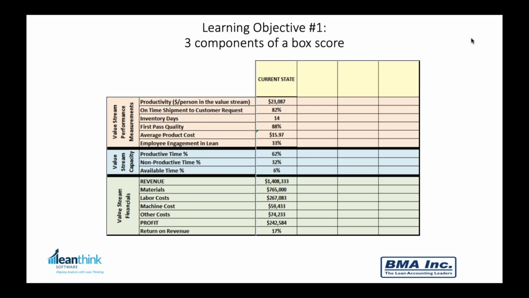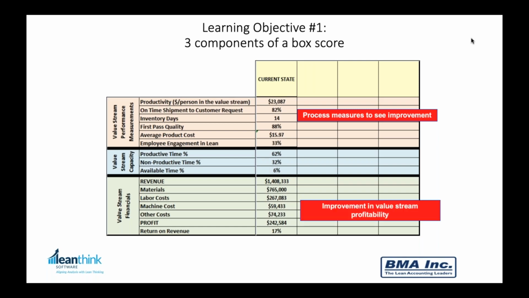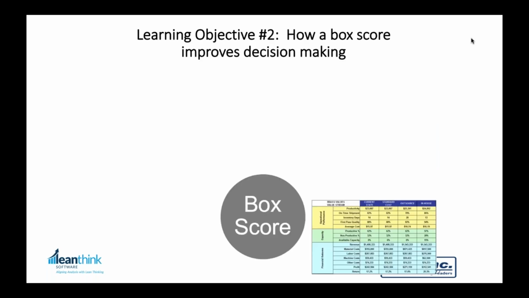Our first learning objective: what are the components of the box score? There are 3 components to the box score. Value stream performance measurements, which really measure improvement over time of the performance of a value stream. Value stream profitability, using a value stream income statement, using actual revenue and actual costs for the period being reported. And we use a value stream income statement to develop relationships between value stream performance measures and outcomes, which are the financial statements. So those are the 3 components in a box score.